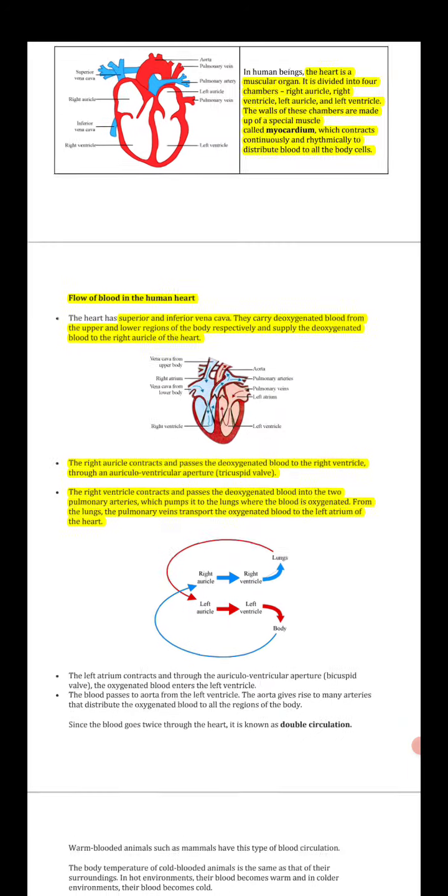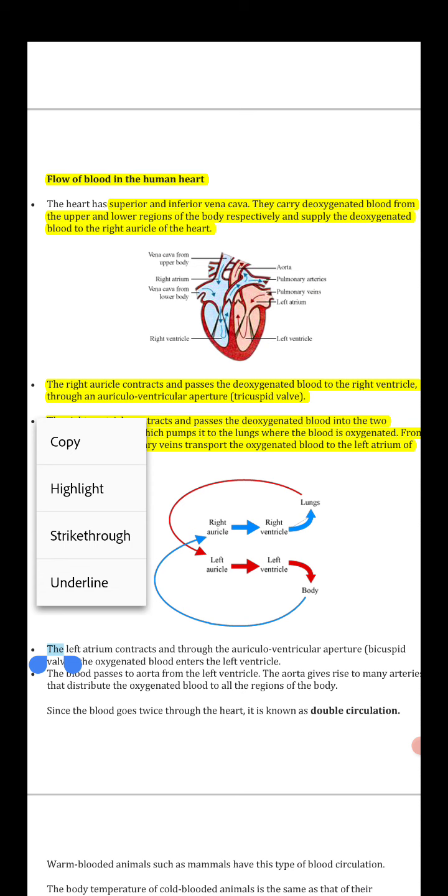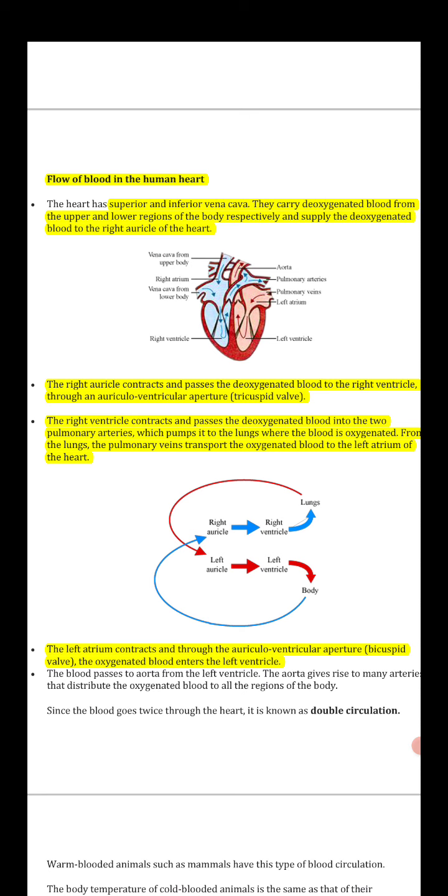After that the left atrium contracts, and through the bicuspid valve, which is also an auricular ventricular aperture, the oxygenated blood enters the left ventricle from the left auricle. Then the blood passes from the left ventricle to the aorta. So this is the main thing, how blood is circulated all over the body. You already know that the aorta is the largest artery in our body.